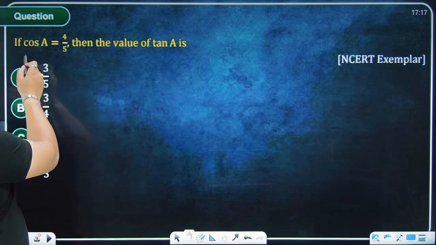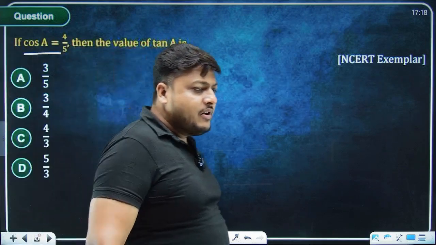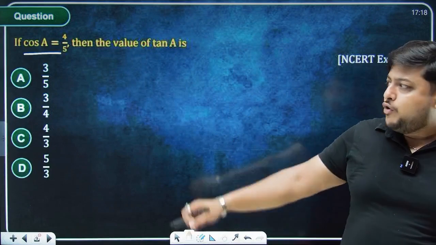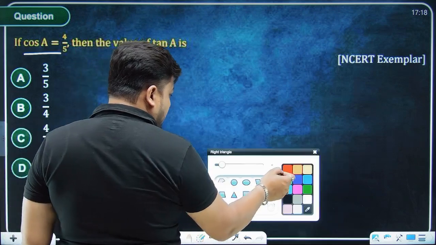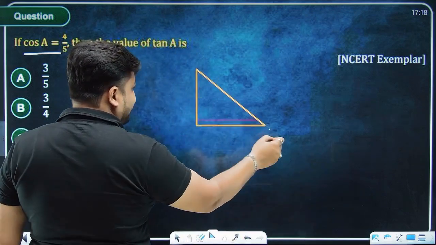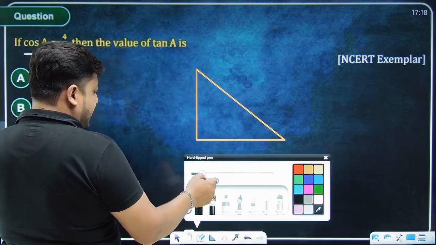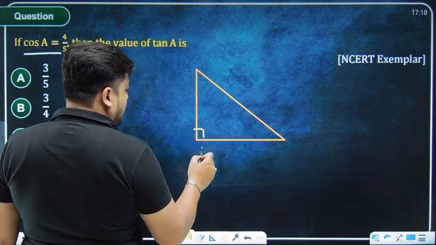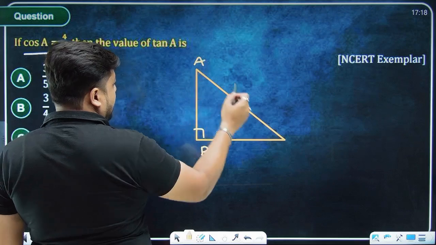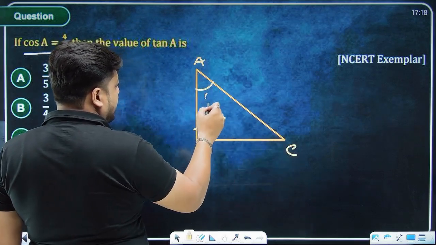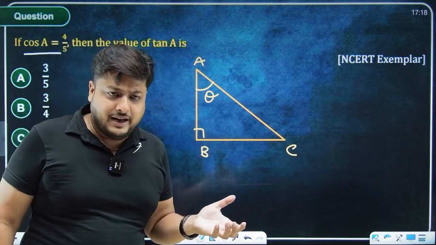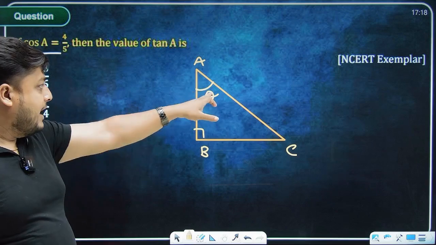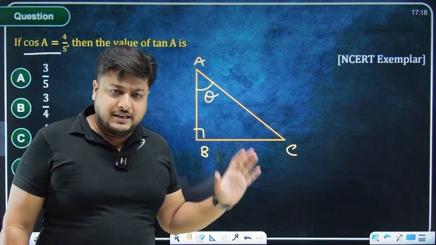That is, if cos A equals 4 upon 5, you have to find out the value of tan A. Again, we have to draw a beautiful triangle. Okay. So this is the triangle, and again, we will write B here, A here, and C here. We have to take theta here only, the considered angle, because tan A is being asked. So we have to consider theta at A only.